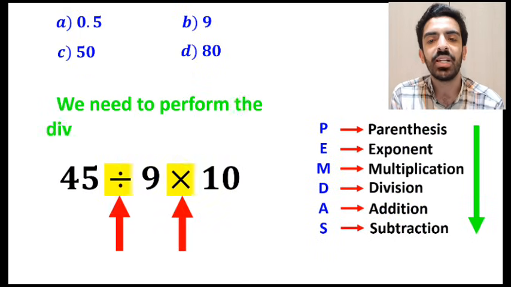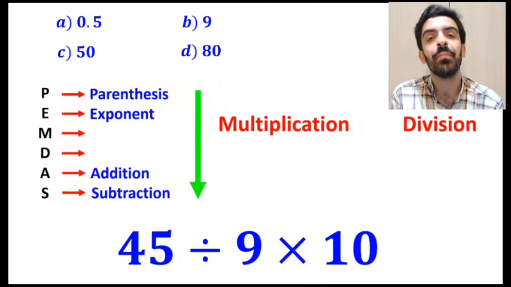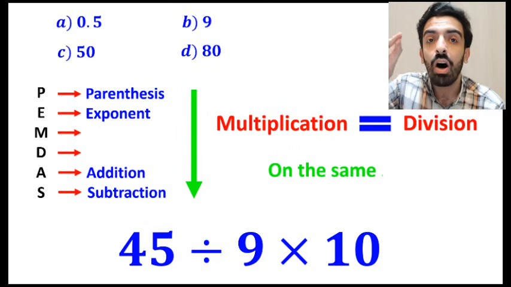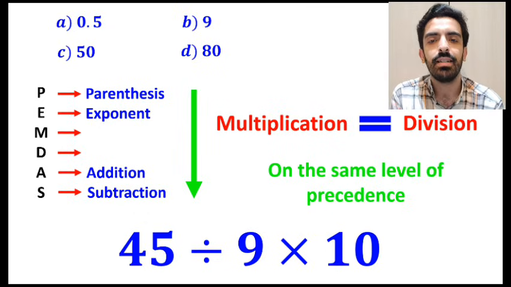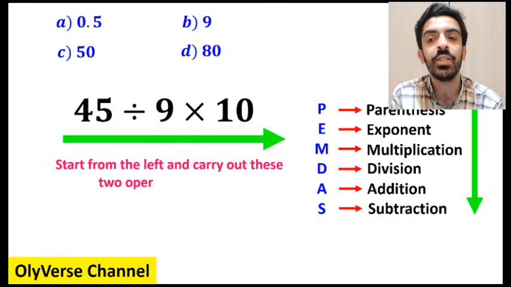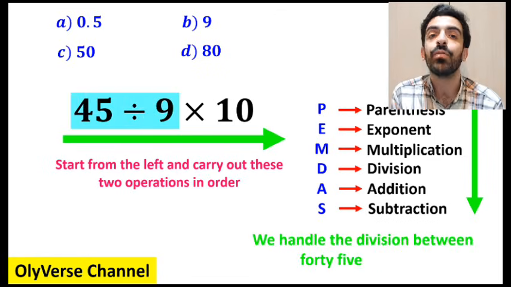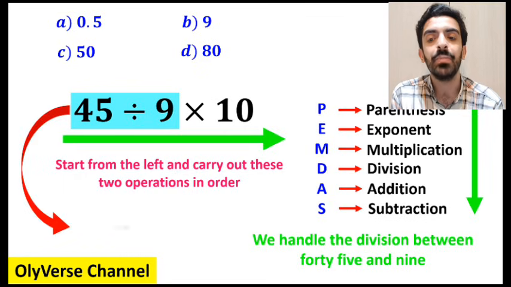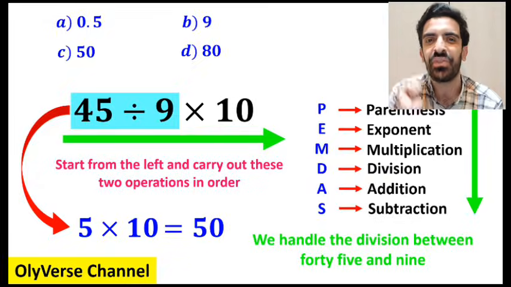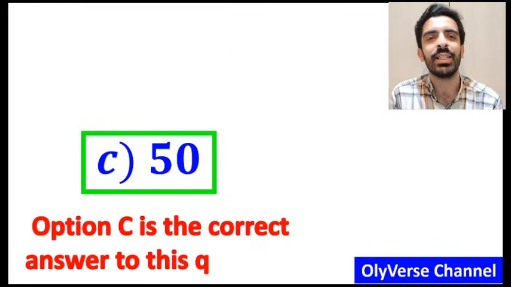Now, we need to perform the division and multiplication. However, it's very important to keep in mind that multiplication and division are on the same level of precedence. In this case, the best approach is to start from the left and carry out these two operations in order. So, first we handle the division between 45 and 9, which simplified this expression to 5 multiplied by 10. And finally, the value of this expression is equal to 50. That's great. Option C is the correct answer to this question.